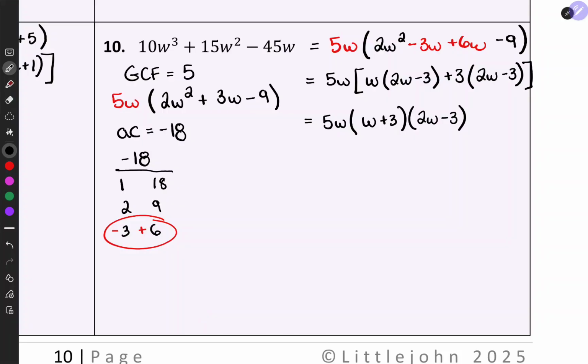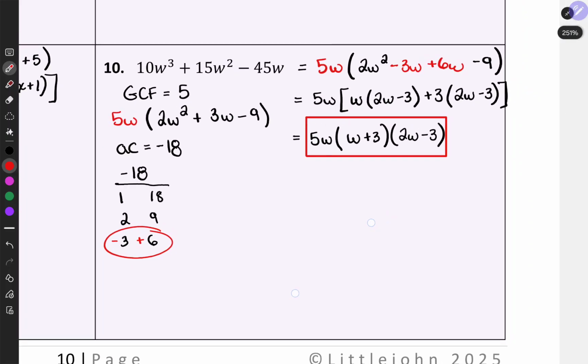Now remember, everything is being multiplied together in your solution. So it should look like this. You could swap the factors in parentheses. So if you did 5w times 2w minus 3 times w plus 3, okay, swap those parentheses around, that's fine too. But generally, we're not going to put the 5w between a set of parentheses. Or you could put it at the end, but that also kind of looks funky. So there you go.